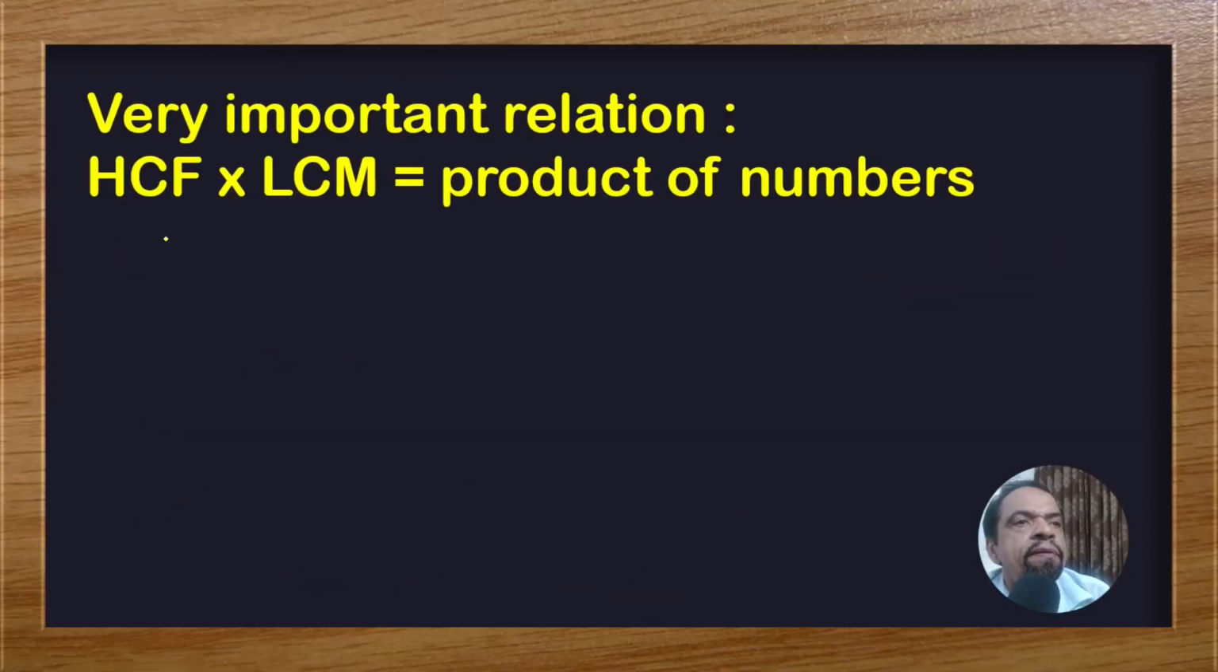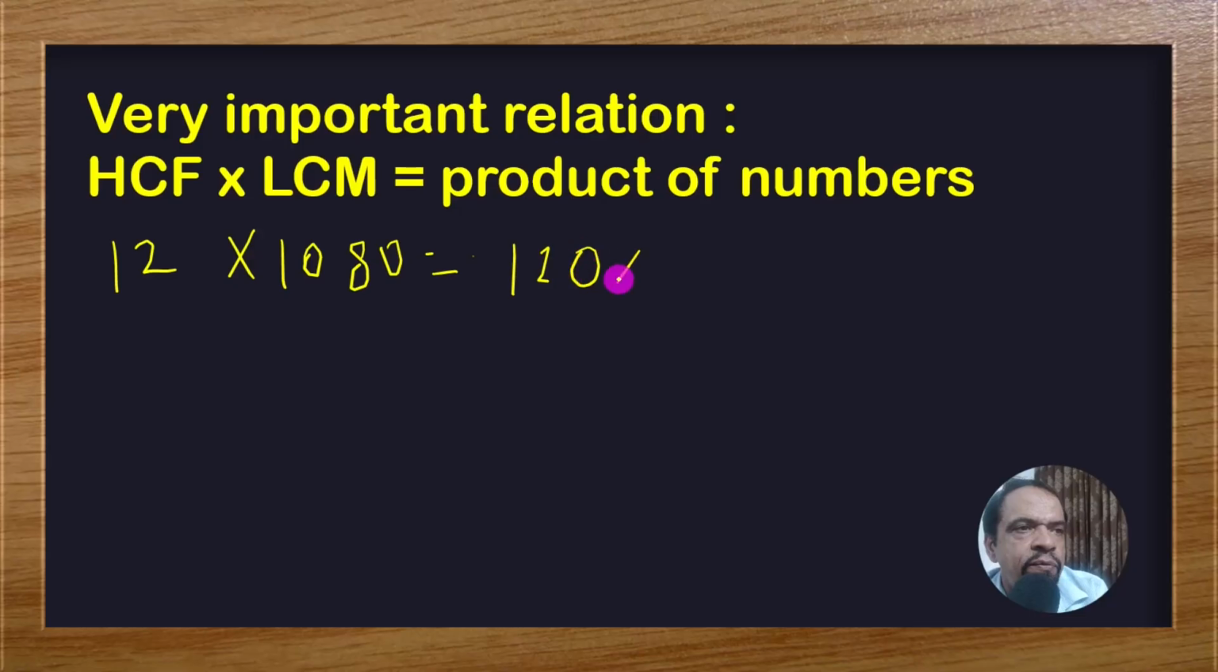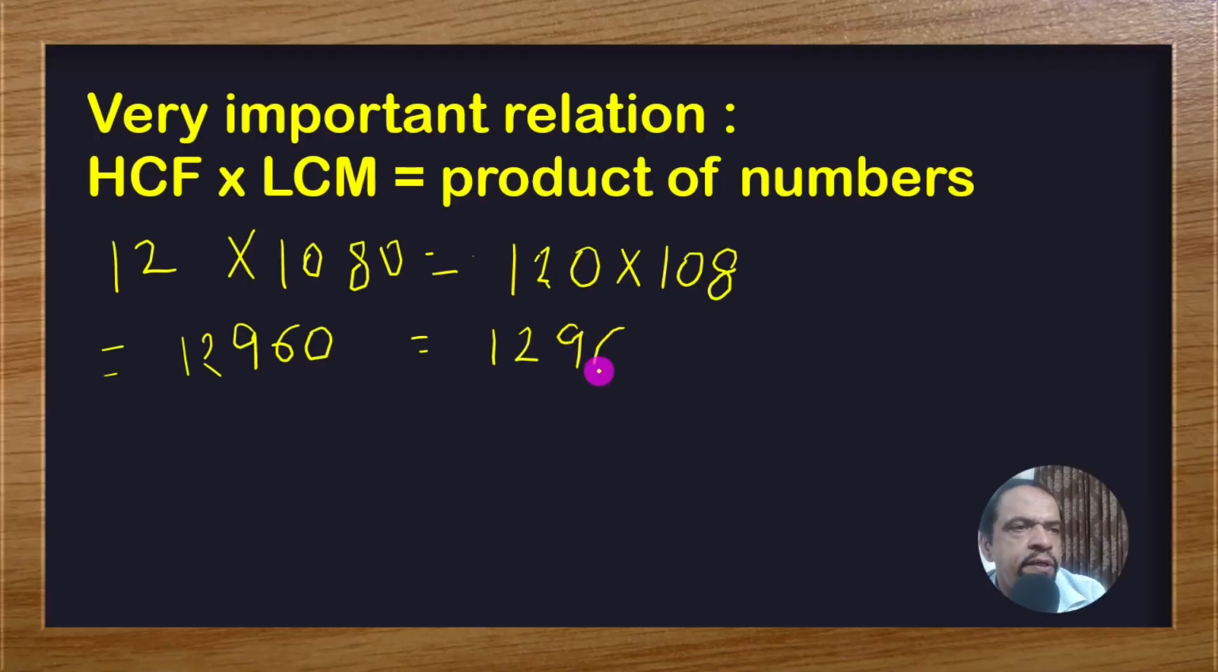Now see the very important relation between HCF, LCM and the numbers. HCF, just now we found, is 12. LCM was 1080. The product of the numbers, 120 and 108, is coming 12,960. This is also coming 12,960. So it is verified that the product of the HCF and LCM is equal to the product of the numbers.